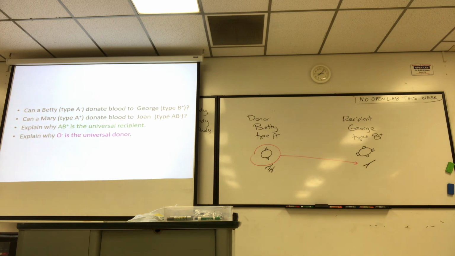All right, well, anyways, explain why AB positive is the universal recipient. Always remember, what makes you a good recipient? No antibodies against the A, the B, or the RH. O negative, why is that type the universal donor? What makes it a good thing to donate? No antigens. There's no A antigen, B antigen, or RH antigen on the RBCs.